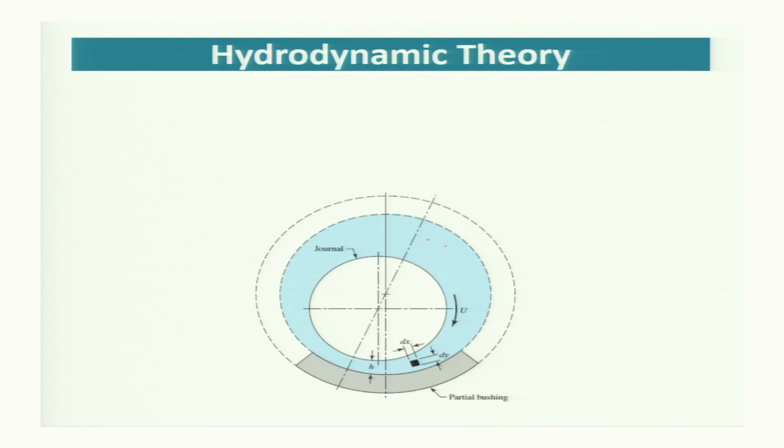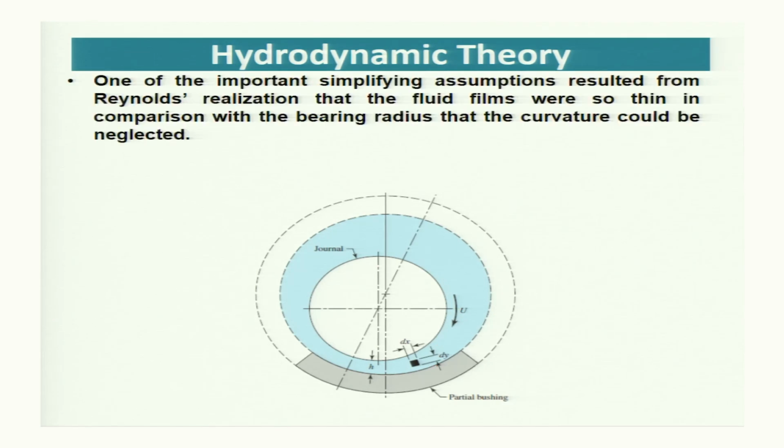The hydrodynamic bearing system is shown here. The colored part is showing the lubricant, and this journal is rotating in a clockwise direction, and so the fluid in the clearance space is also moving in a clockwise direction. For the mathematical analysis, we have to take certain assumptions which are called the simplifying assumptions, and Reynolds was the person who derived the mathematical equation for the pressure which develops in the clearance space in a hydrodynamic bearing system.